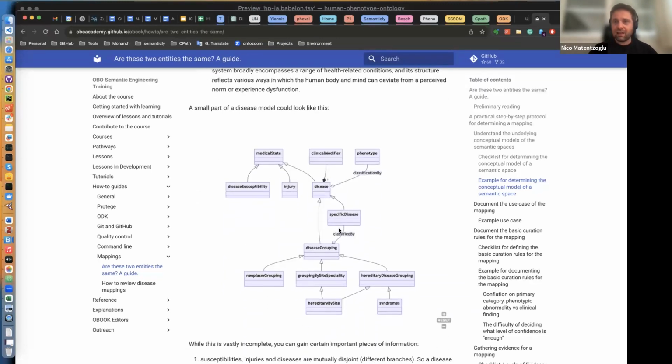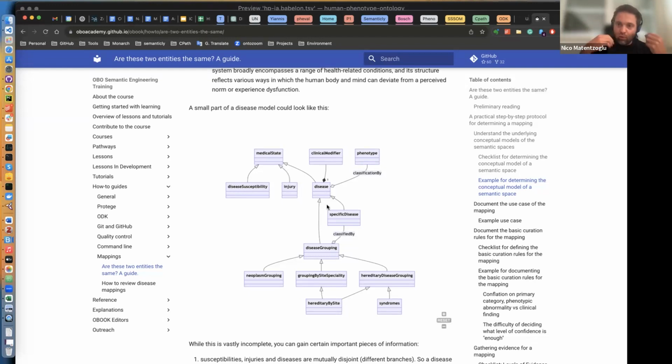All right, this is just a quick snapshot to get this into your minds, of a tiny fraction of a disease model, so that you have a picture in front of you that gives you a sense of what we mean by model. Here, this is only a very small part where you see there is a disease. The disease is a medical state. You have other states like susceptibility to disease and injury, and you see they're not classified as diseases.